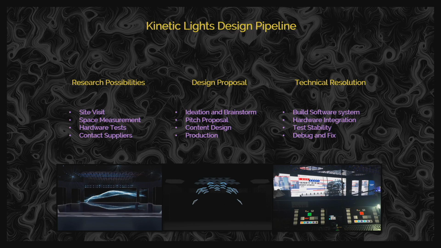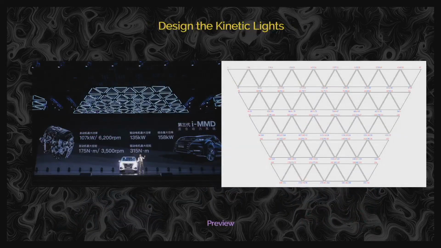Then we pitch to the client, and there is some back and forth in this process, and then we move to production. At the same time, we begin building the software systems in TouchDesigner, combine them with all the assets, and then integrate with the hardware. We test the stability and then move on site to make sure everything works. Basically, we design the shape and make sure the number and order of the lights is exactly what we need for export to the physical hardware.